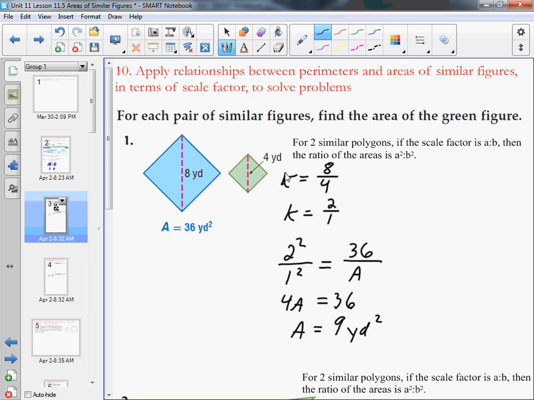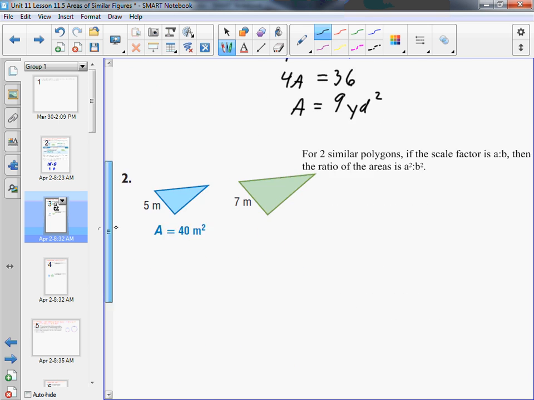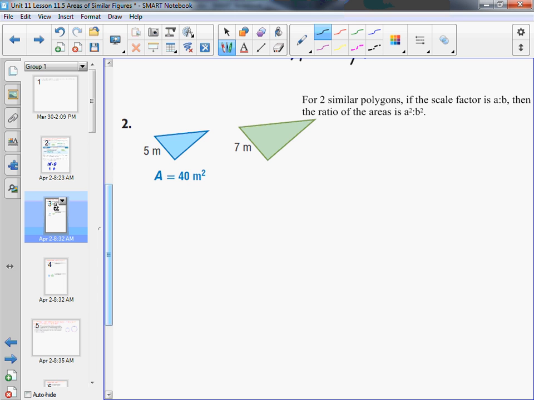Okay? Questions? All right, that's not so bad, is it? Seems like it's going to be complicated, but it's not quite so bad. So let's try number 2.